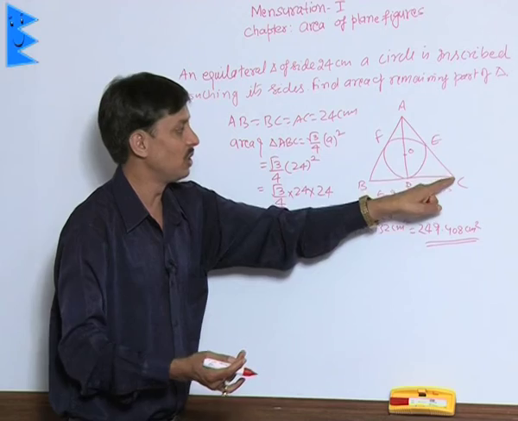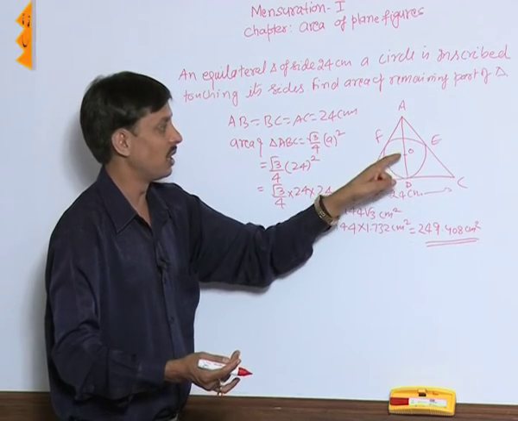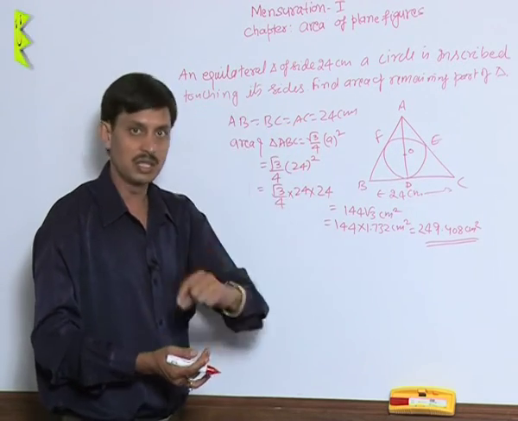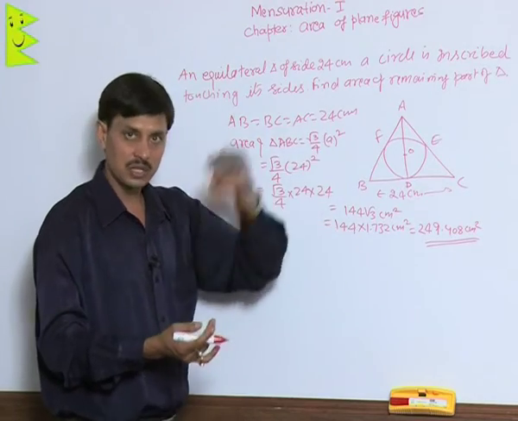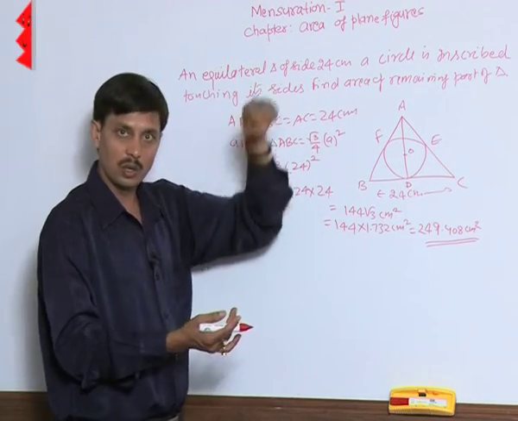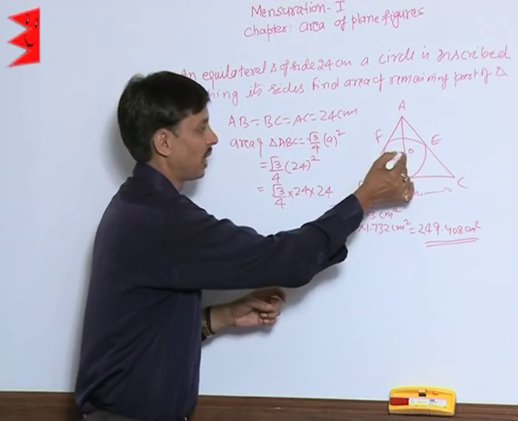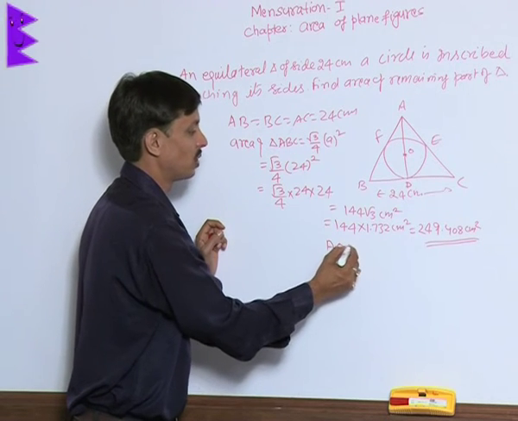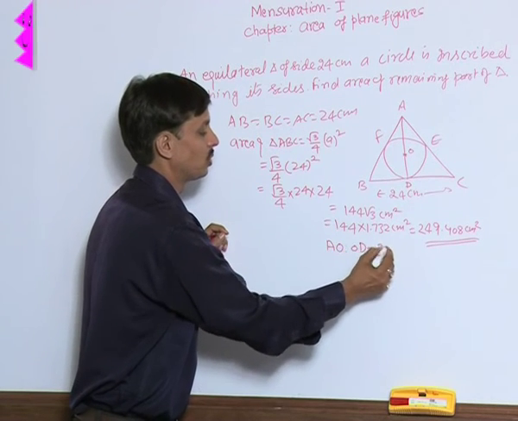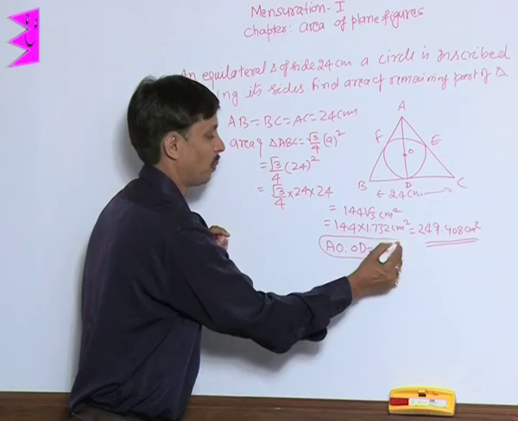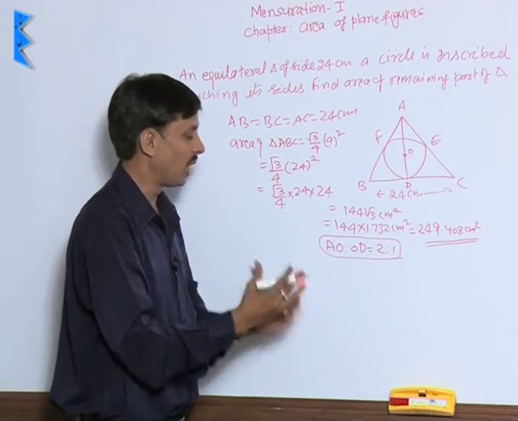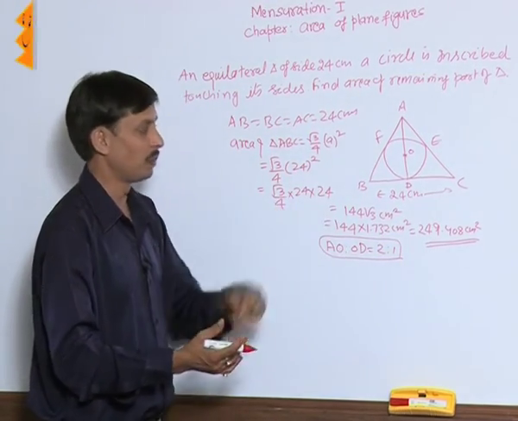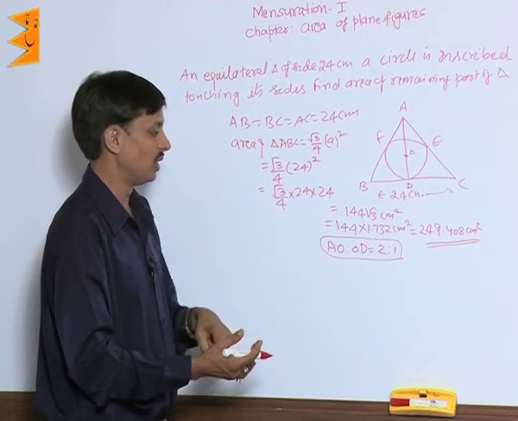For triangle ABC, AD is the median, O is the centroid, the incenter, the circumcenter, and the orthocenter, because the triangle is equilateral. So you can say AO is to OD is 2:1 as per the property of the centroid, the meeting point of all medians.